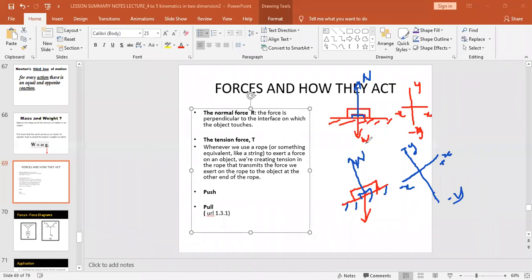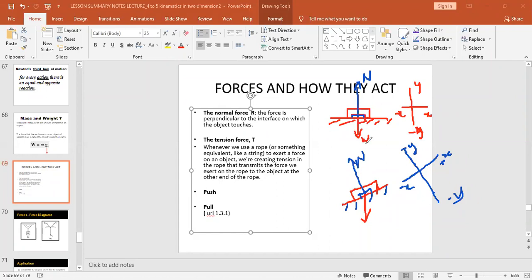Then the next thing is tension. As for tension, I think we've seen it several times. It says whenever we use a rope or anything like a string to exert a force on an object, we are creating tension in the rope that transmits the force we exert on the rope to the object and to the other end of the rope. For example, when you put a school bag at your back, there is tension in the handles. When you are using a rope to pull a bucket of water, there is tension generated in what?